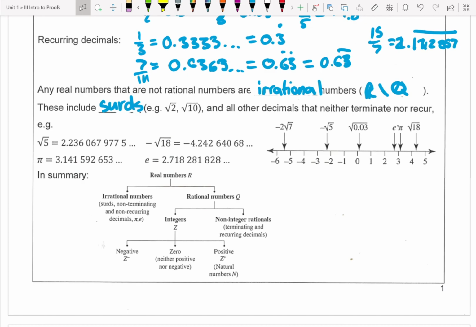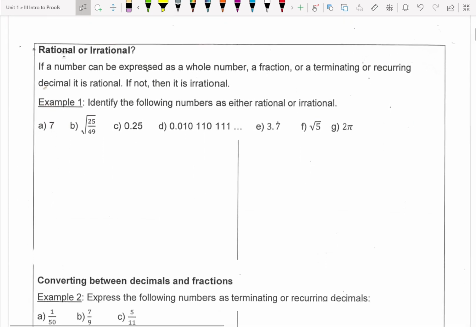So in summary, we start with the real numbers, then we have the irrational numbers and the rational numbers. The rational numbers can be split into the integers and the non-integer rationals. And then the integers have the negative integers, the zeros, and the positive integers, which is your natural numbers. So, rational or irrational: if a number can be expressed as a whole number, a fraction, or a terminating or recurring decimal, it is rational. If not, then it is irrational.